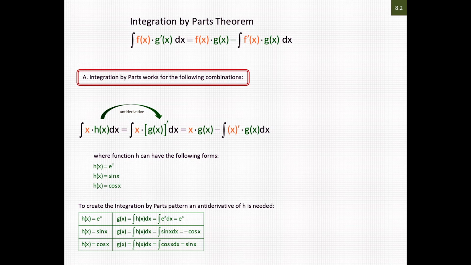When h of x equals e to the x, then g of x is the antiderivative of h, which equals e to the power of x. When h of x equals sine of x, then g of x is the antiderivative of h, which equals minus cosine of x. When h of x equals cosine of x, then g of x is the antiderivative of h, which is sine of x.